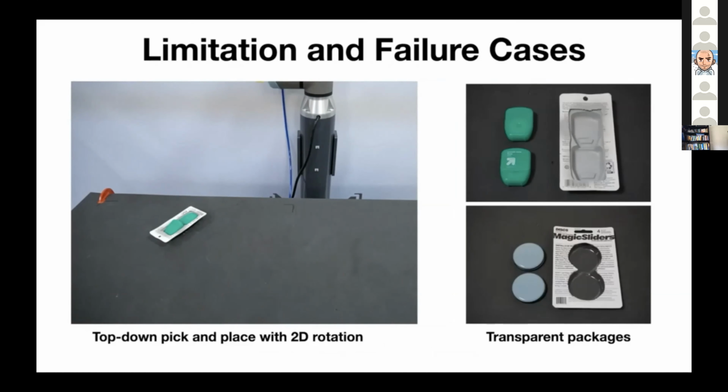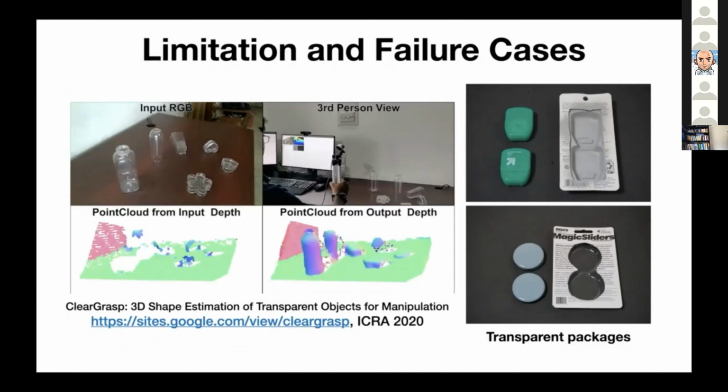Second, our system also has trouble handling transparent objects. In some cases, we need to spray paint the object in order to make it visible to the depth camera. To address this issue, in a parallel project, we study how to use machine learning and synthetic data to estimate the 3D geometry of transparent objects. Here are example results of the system called ClearGrasp, and you can go to the project webpage to find out more details.